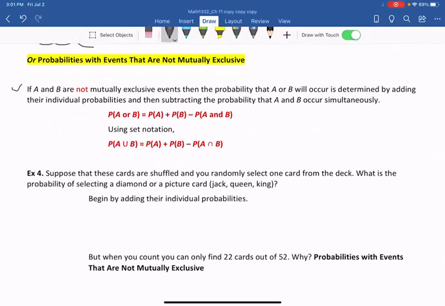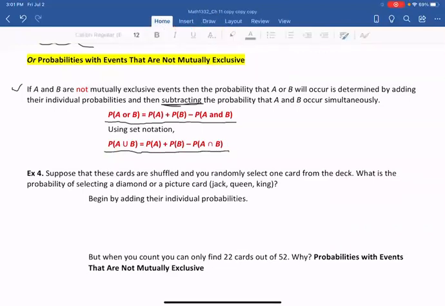If A and B are not mutually exclusive events, then the probability that A or B will occur is determined by adding their individual probabilities and then subtracting the probability that A and B occur simultaneously. So in words, P of A or B equals P of A plus P of B minus P of A and B. Using set notation, P of A or B equals P of A plus P of B minus P of A and B. Let's see some examples here.